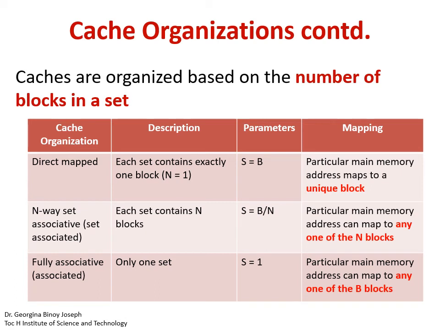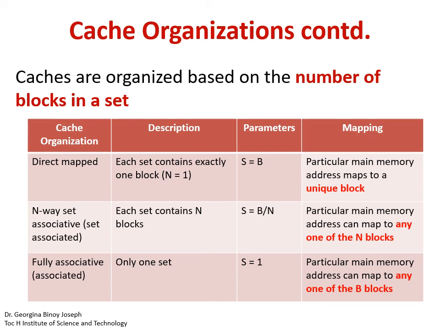Coming back, each data word maps to a unique set, but inside that set there are n blocks. Once it comes to the set, we know which set it is in, but inside the set it can go to any one of the n blocks. So it's not a unique block anymore. It is a unique set, but inside the set there are n blocks. So a particular main memory address can go to any one of those n blocks.